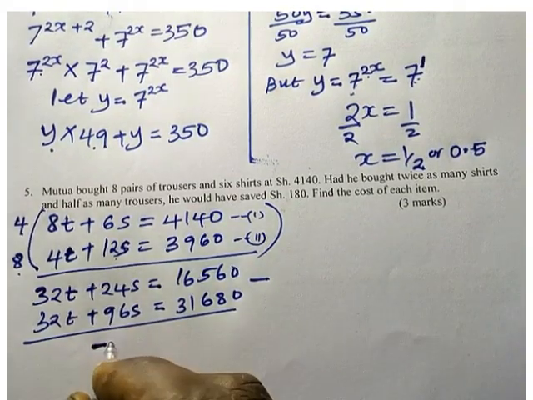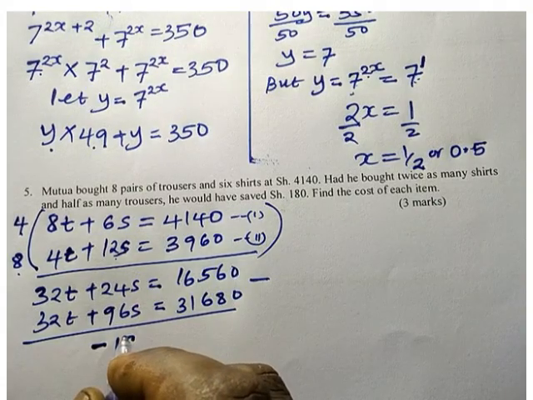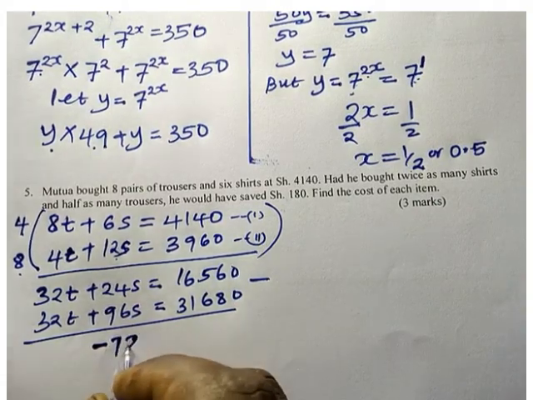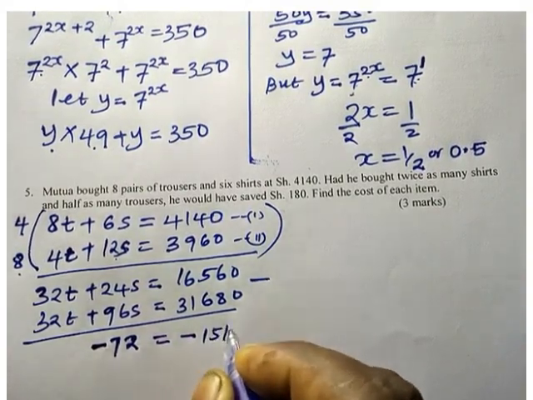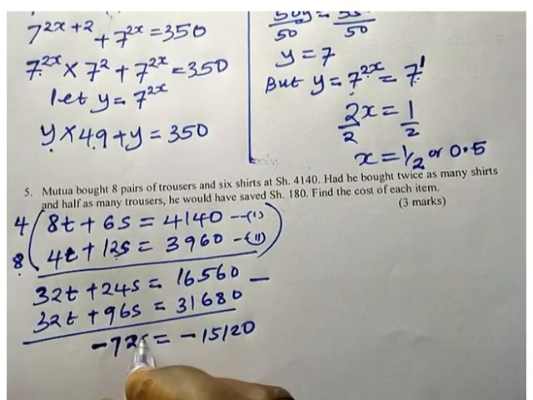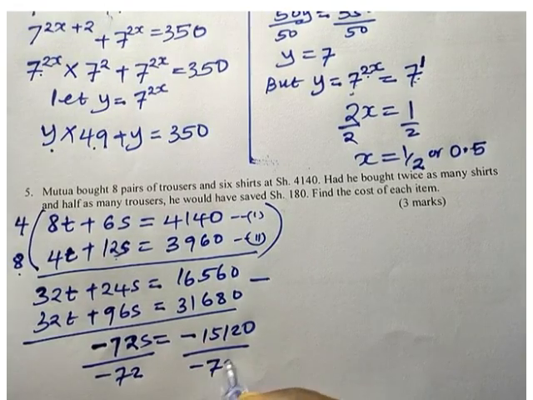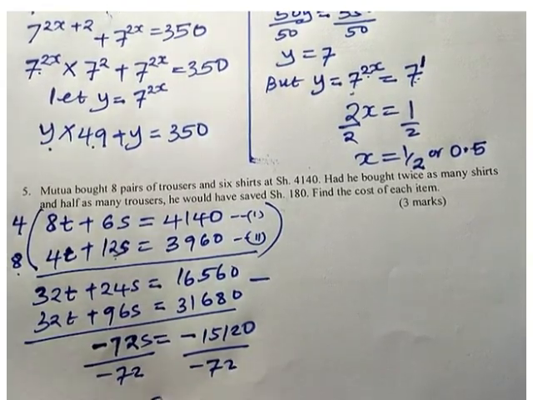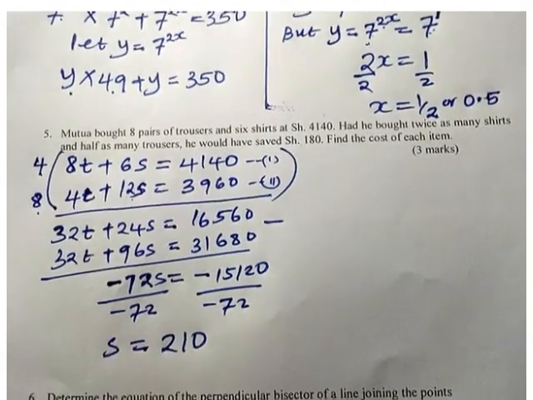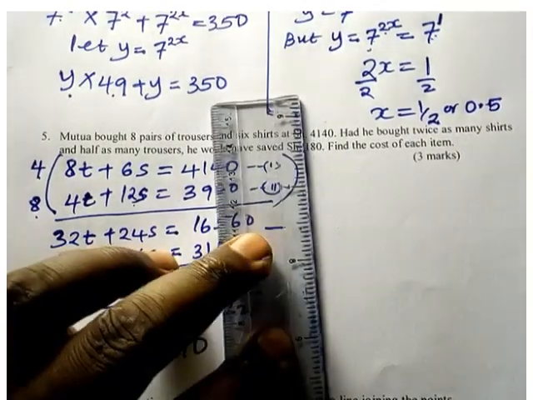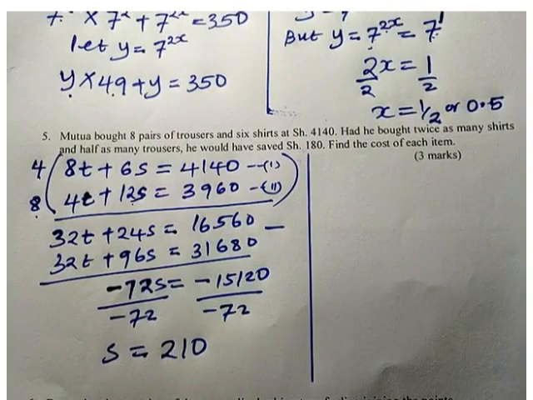Now we are going to subtract so that we can eliminate the T. This one is going to be -72S is equal to -15,120. And this is S. So we divide by -72. We divide by -72. We find that S is equal to 210. You can as well use substitution, so you choose what to use.